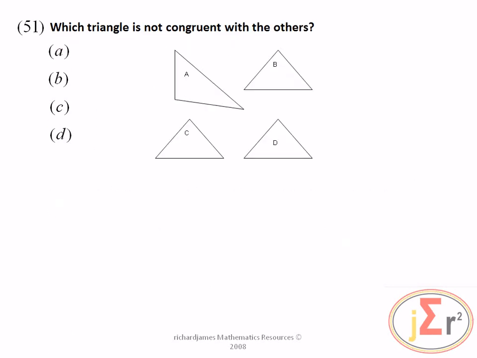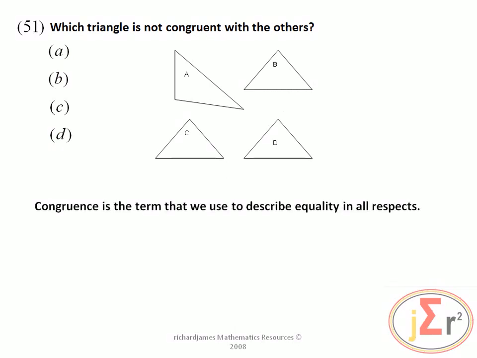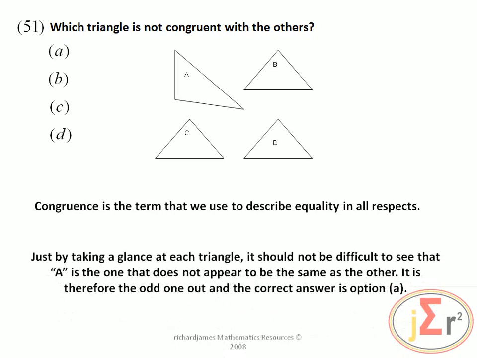Which triangle is not congruent with the others? Congruence is a term that we use to describe equality in all respects. So, just by taking a glance at each triangle, it should not be difficult to see that A is the one that does not appear to be the same as the others. It is therefore the odd one out, and the correct answer is option A. It is not congruent with the others.